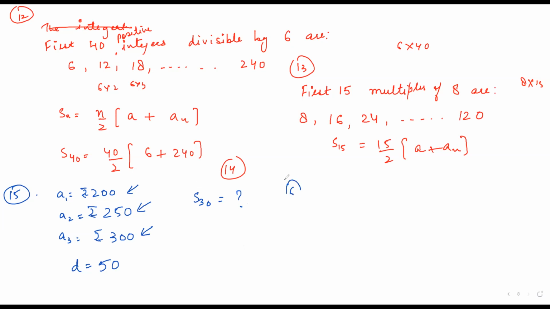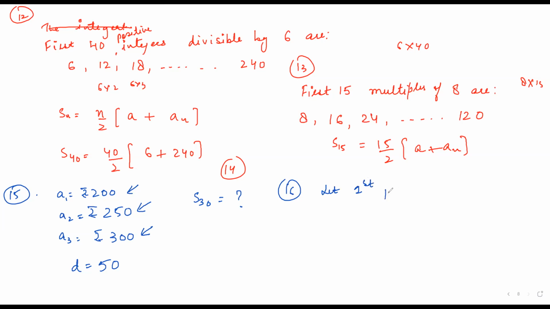Let us see 16th. What does it say? A sum of rupees 700 is to be used to give 7 cash prizes to students of a school for their overall academic performance. If each prize is rupees 20 less than its preceding prize, find the value of each of the prizes. So basically the total is given, that is 700. Now each prize is 20 less than its preceding prize. So I think we have to assume, D is minus 20.